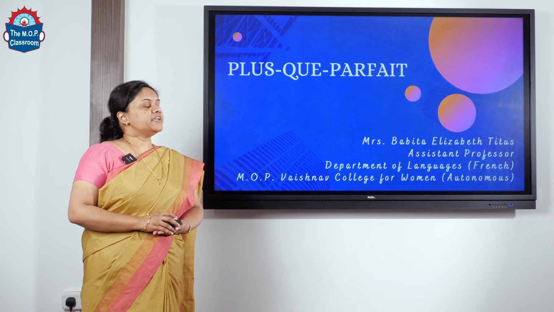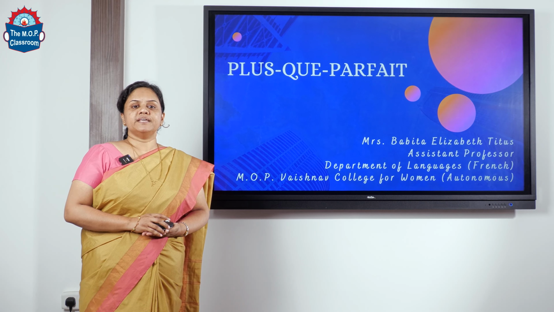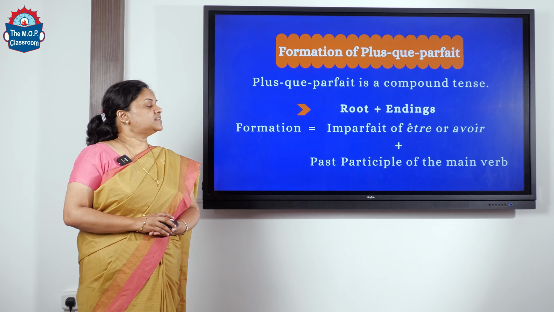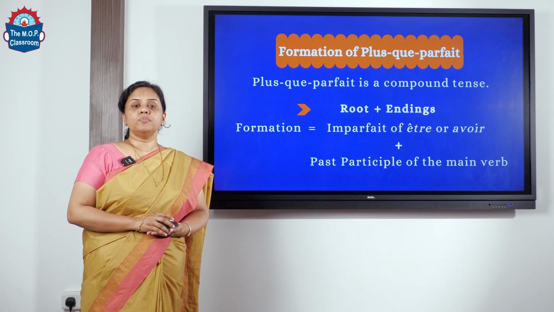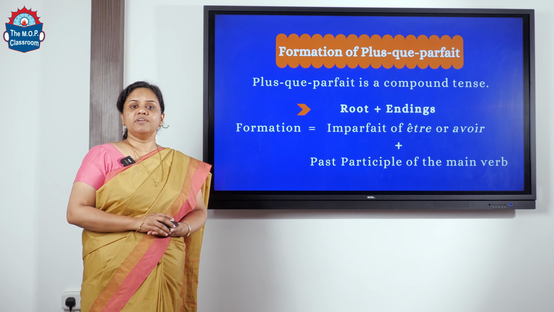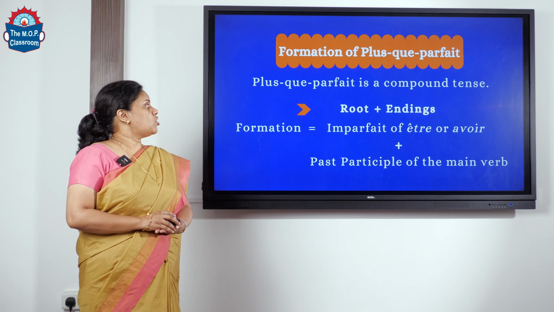Bonjour. Today we are going to learn about plus que parfait. Plus que parfait is nothing other than a compound tense. So we have learned that a compound tense is a tense that is formed from two verbs. That is, we have a helping verb that is known as the auxiliary, and we have the main verb. So let's see how it is formed.